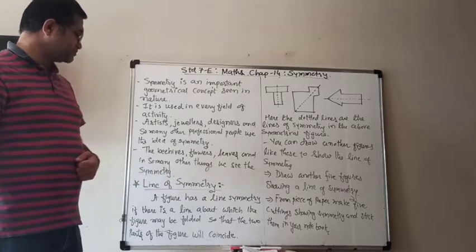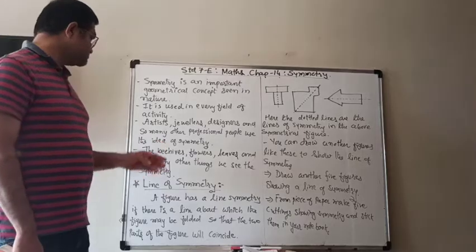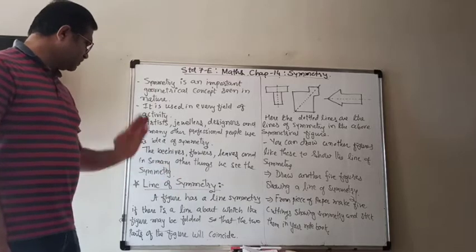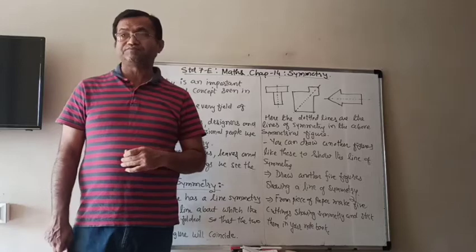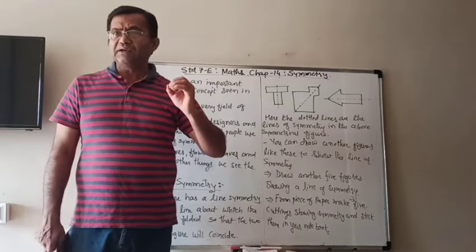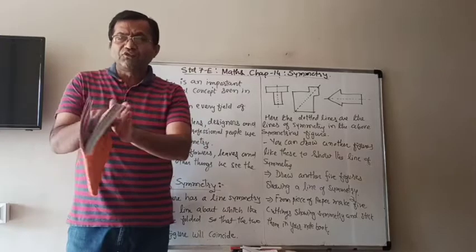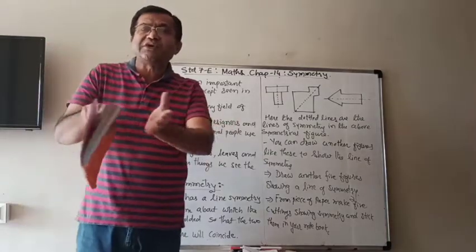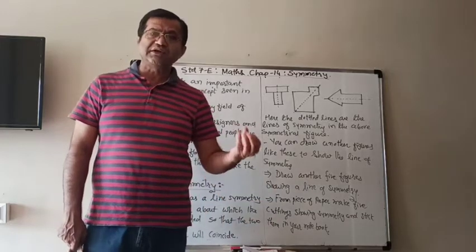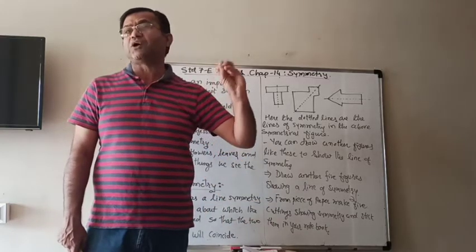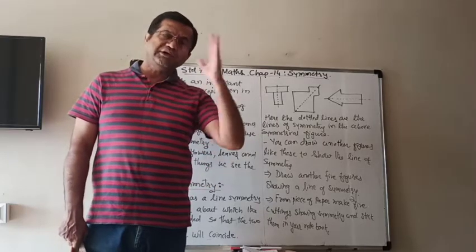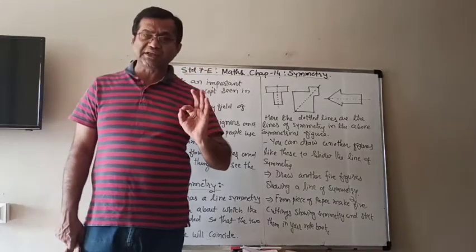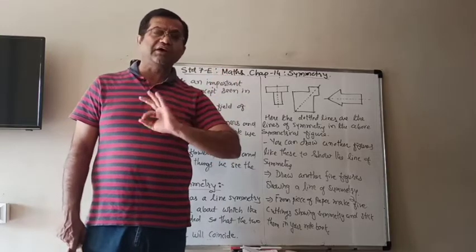Now line of symmetry. A figure has a line of symmetry if there is a line about which the figure may be folded so that the two parts of the figure will coincide. It means that if we draw a line such that when we fold that figure along that line, then both sides will coincide. So that line is called the line of symmetry. If we fold around it and it does not coincide, it means it is not a line of symmetry. It means that object does not have a line of symmetry.